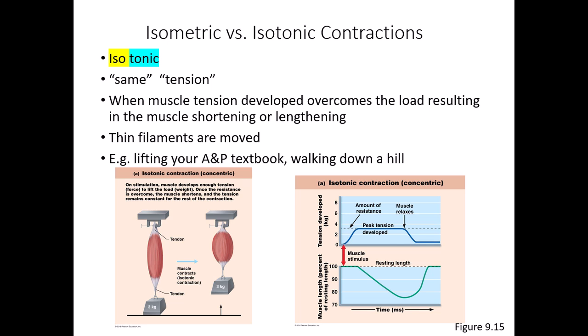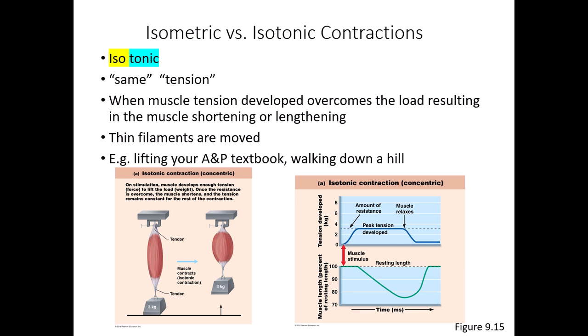Notice that the slide says, when muscle tension developed overcomes the load resulting in muscle shortening or lengthening. So there's an ideal length to a sarcomere for contraction, and sometimes it shortens, sometimes it actually lengthens. Okay? It stretches beyond that ideal size. And so when this happens, the lengthening is called an eccentric contraction, E-C-C-E-N-T-R-I-C. What they're showing you here is a concentric contraction. Those are the shortening contractions.